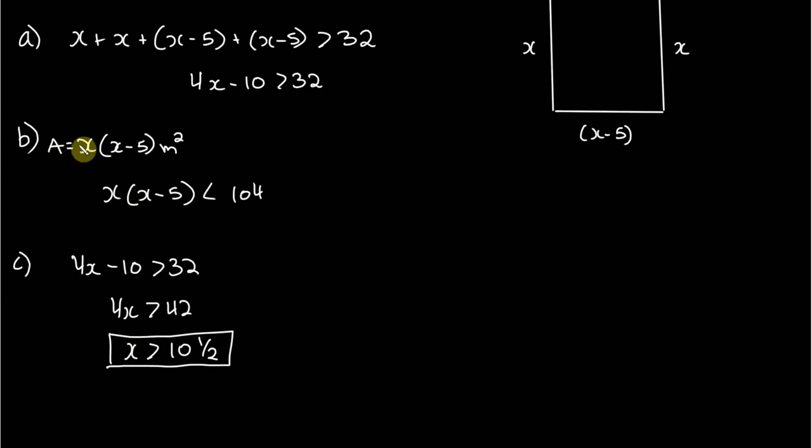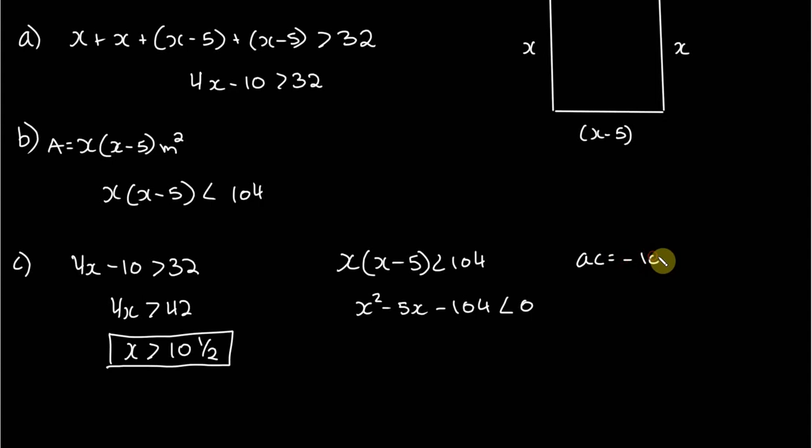Now let's work out the quadratic inequality that we have right here, and I'll just write it down on the right hand side to save space. So it's x times x minus 5, which is less than 104. So that's x squared minus 5x, and then we can also subtract 104 from both sides, and that's now going to be less than 0. So with this, we just need to work out this quadratic. Now ac equals negative 104, and it has to add to 5.